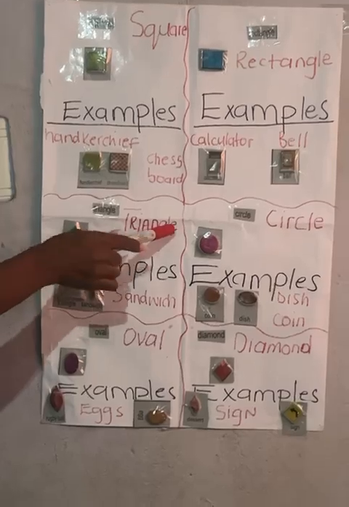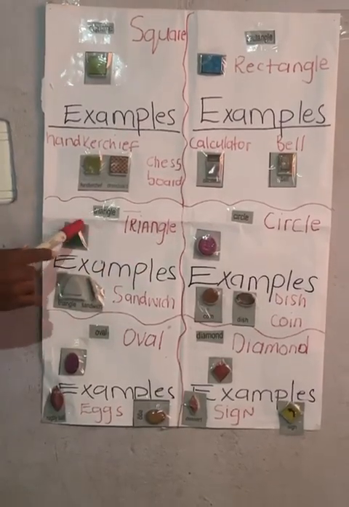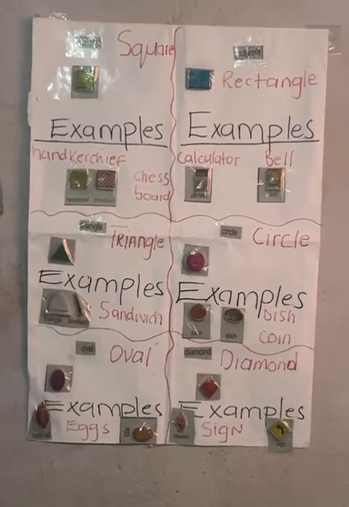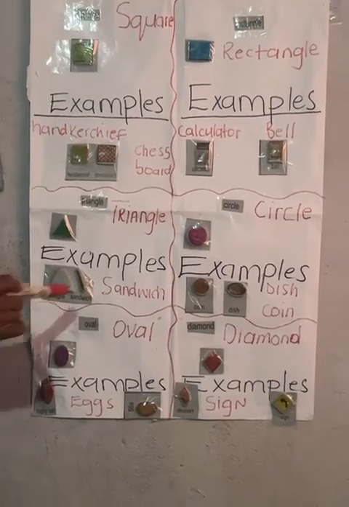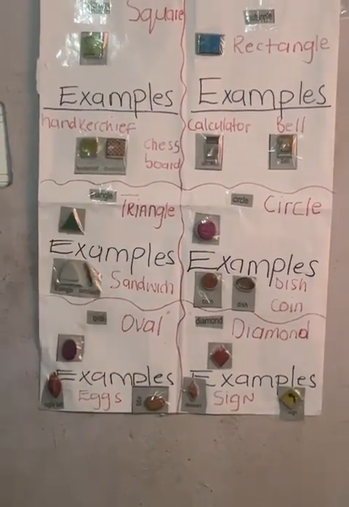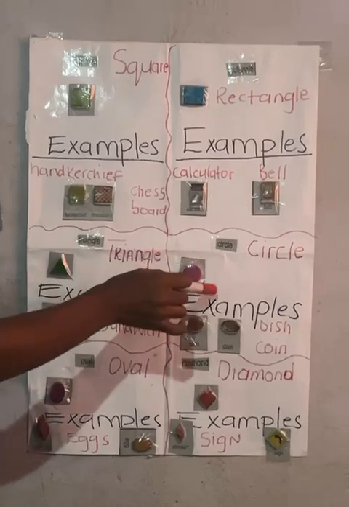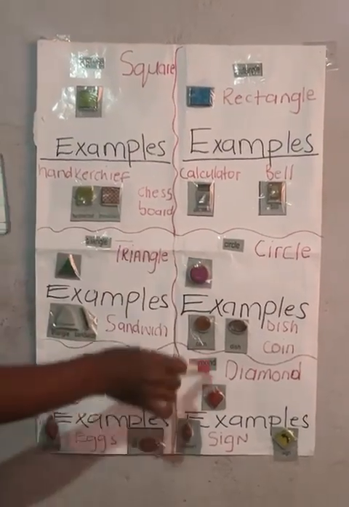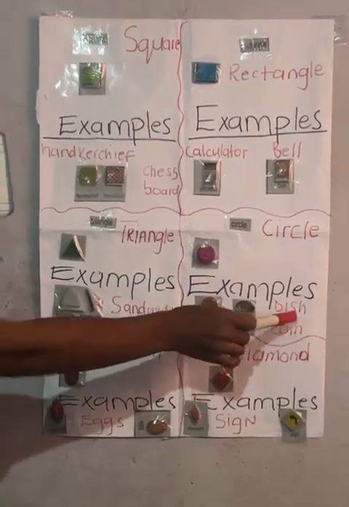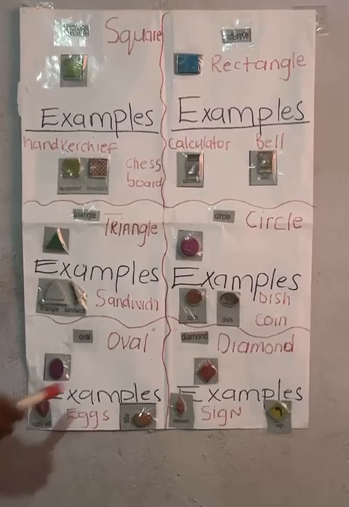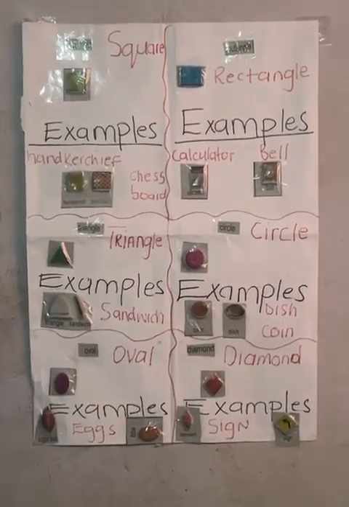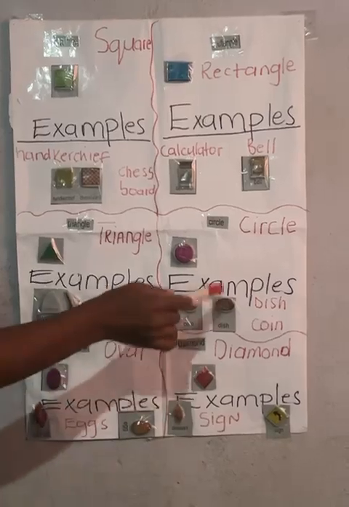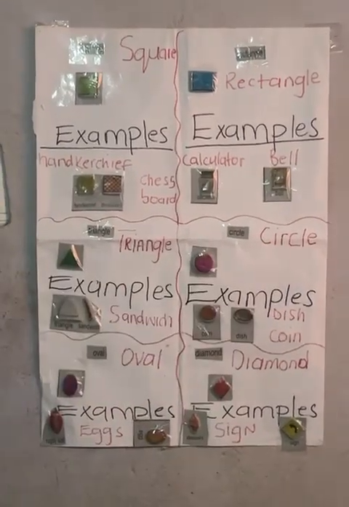We can see a triangle. This is a triangle, and then we have a what? A sandwich. There's a sandwich that you cut in a triangle shape, and then we also have a circle. So in a circle, we have a what? A dish. A dish that we use to eat, and then we also have a what? A coin, which is money. So the coin can be an example of a circle.